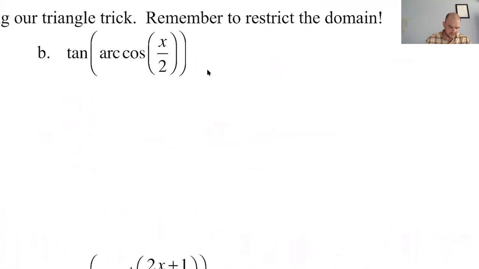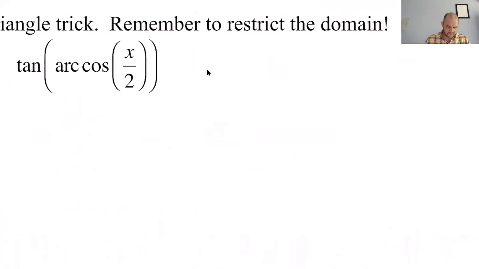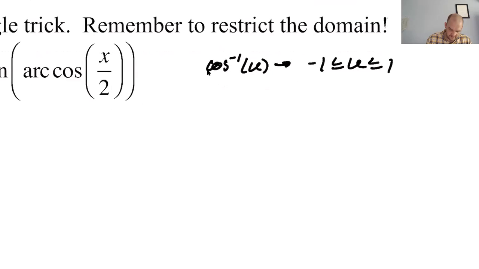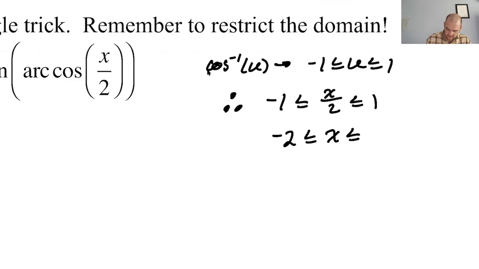All right, so I'm trying to do the tangent of the arc cosine of x over 2. If I'm doing the arc cosine of something, let's say arc cosine of u, then I know that u has to be between -1 and 1. Otherwise, I cannot take the inverse cosine of it. In this case, u is equal to x over 2. So I need -1 less than or equal to x over 2 less than or equal to 1. So I need -2 less than or equal to x less than or equal to 2. That's going to be my domain.